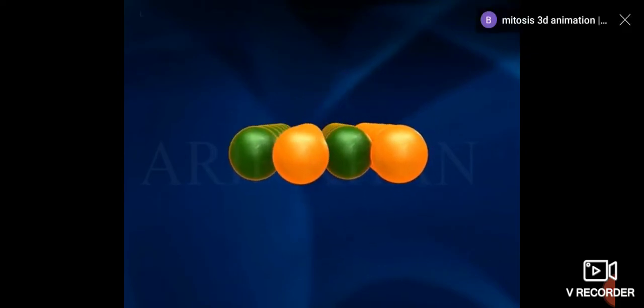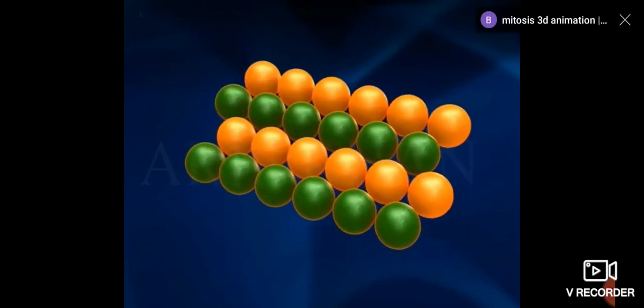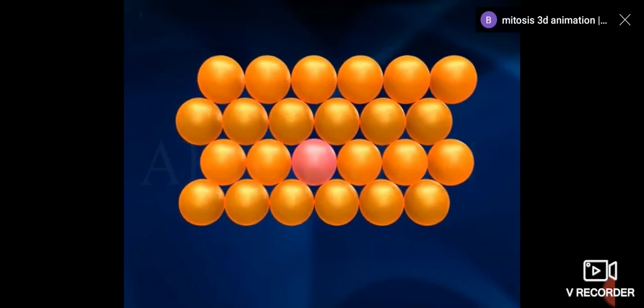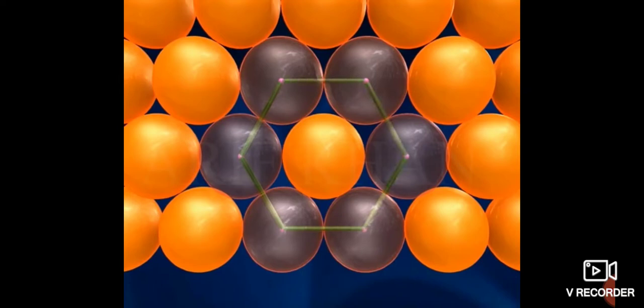This forms a close-packed layer of particles in which the particles of the first row are aligned with that of the third row, and the particles of the second row are aligned with that of the fourth row. In such a layer, each particle has 6 immediate neighbors. If the centers of the 6 immediate neighbors of a particle are joined, a regular hexagon is formed.